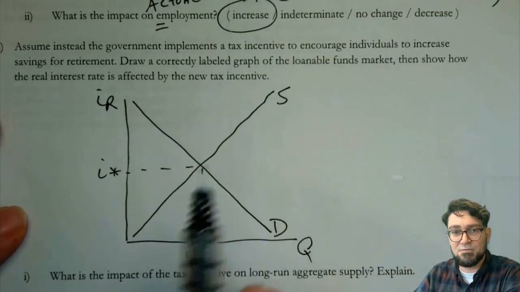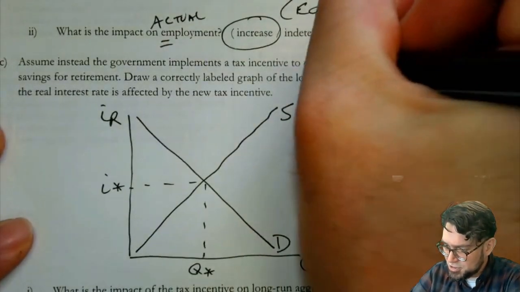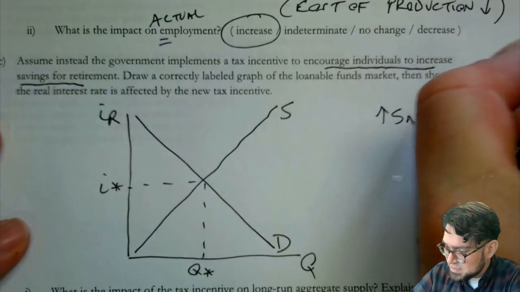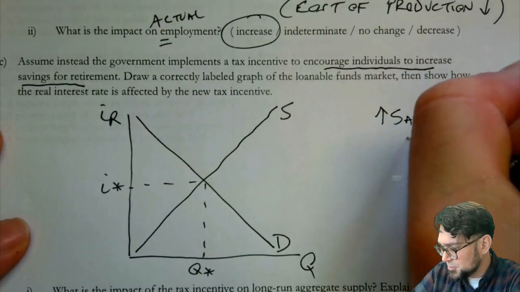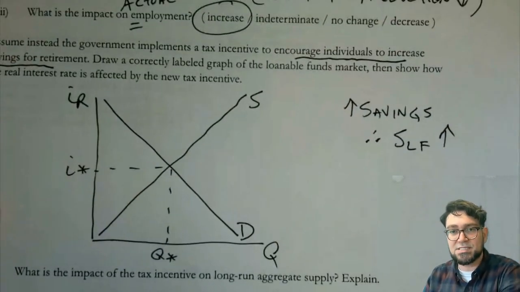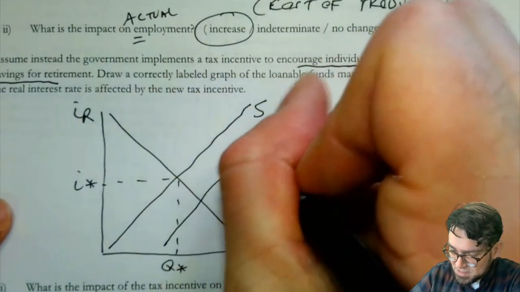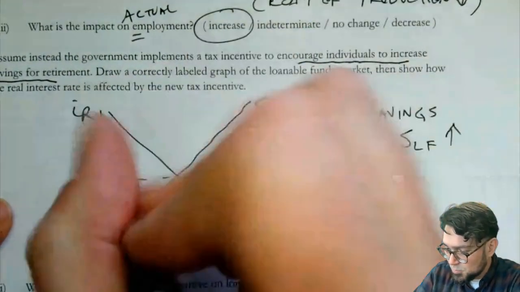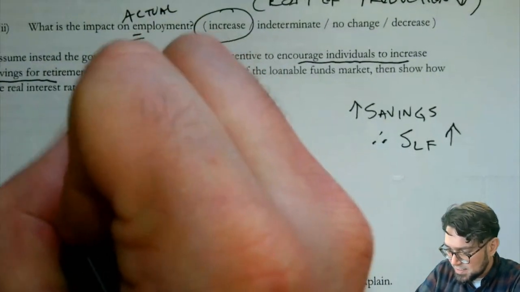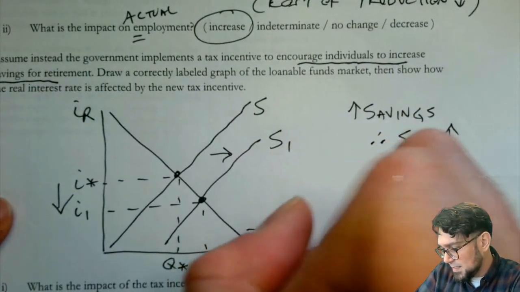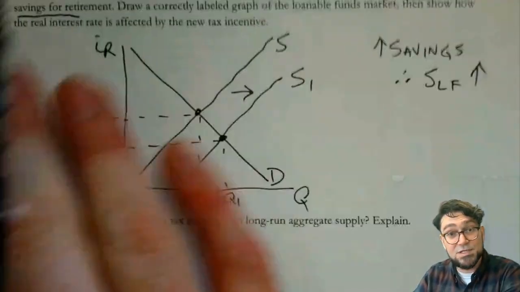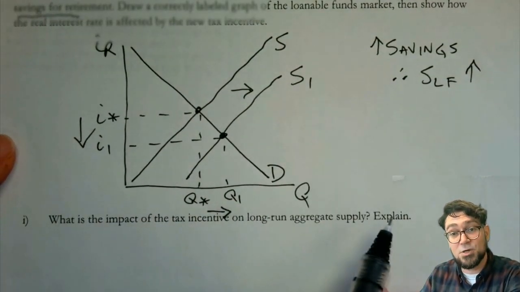That's the base of the loanable funds market. And it says it's encouraging individuals to increase savings. So therefore, the supply of loanable funds will increase. And so we would actually shift this supply curve to the right because more people are going to save some money in their retirement accounts. That's going to cause the interest rate to fall and the quantity of money to borrow to go up. Now, the benefit here, the reason why government might want to do that, what's the impact on long-run aggregate supply?